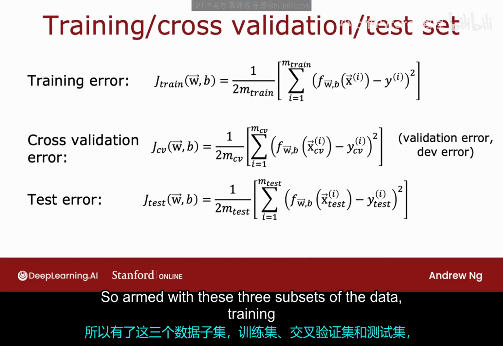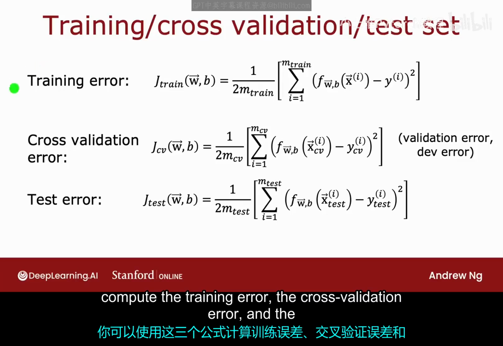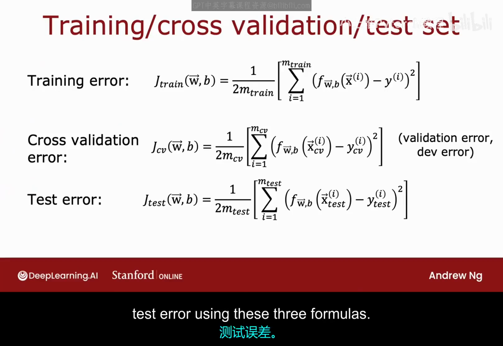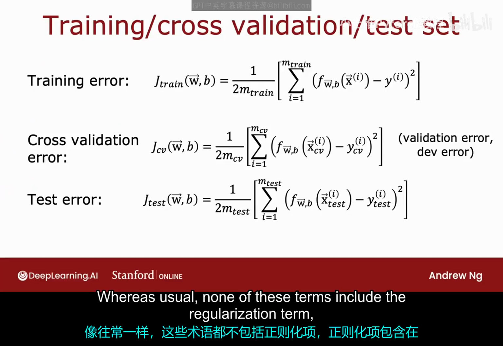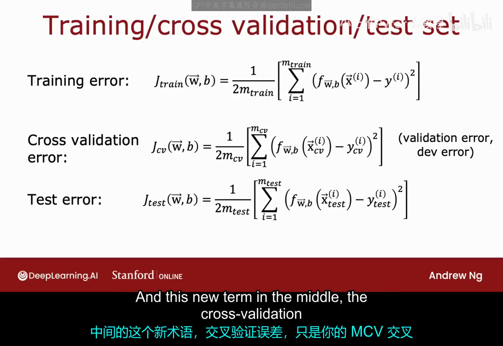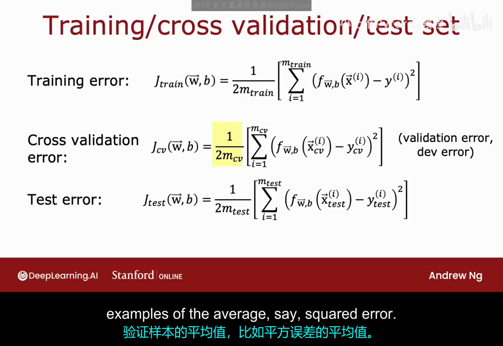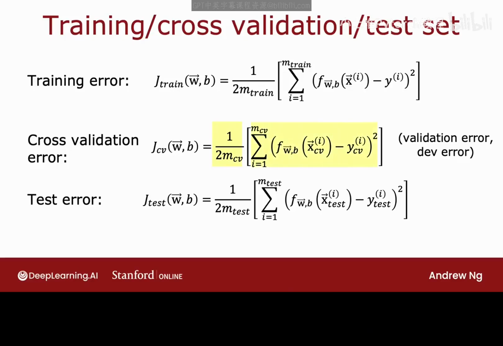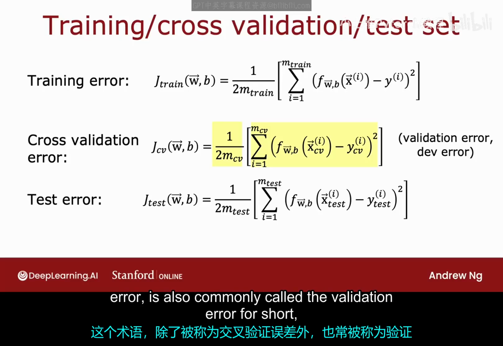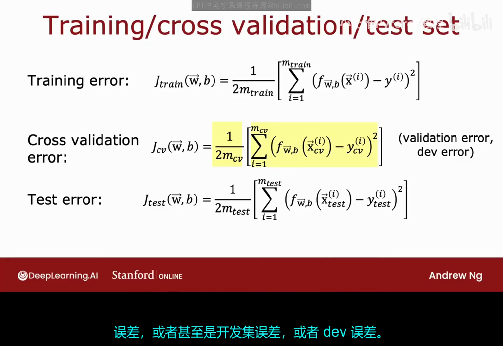So armed with these three subsets of the data, training set, cross-validation set, and test set, you can then compute the training error, the cross-validation error, and the test error using these three formulas. As usual, none of these terms include the regularization term that is included in the training objective. And this new term in the middle, the cross-validation error, is just the average over your mCV cross-validation examples of the average, say, squared error. And this term, in addition to being called cross-validation error, is also commonly called the validation error for short, or even the development set error or the dev error.